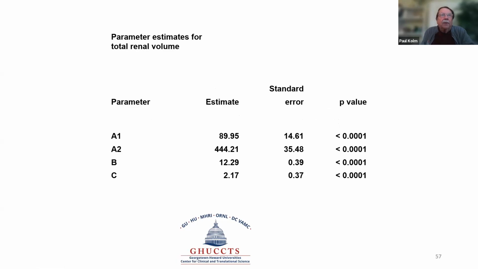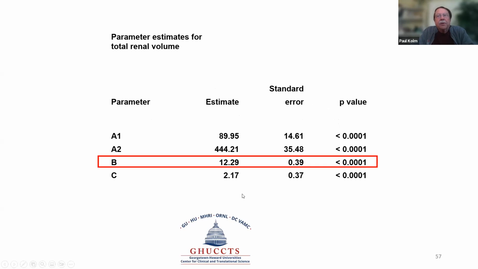And so these are the results that I get, my estimates for my 4 parameters here, A1, A2, B is 12.29, and C is 2.17. B is the one that I'm most interested in because our expectation was that the change in the function would occur at puberty, and so that turns out to be pretty close.